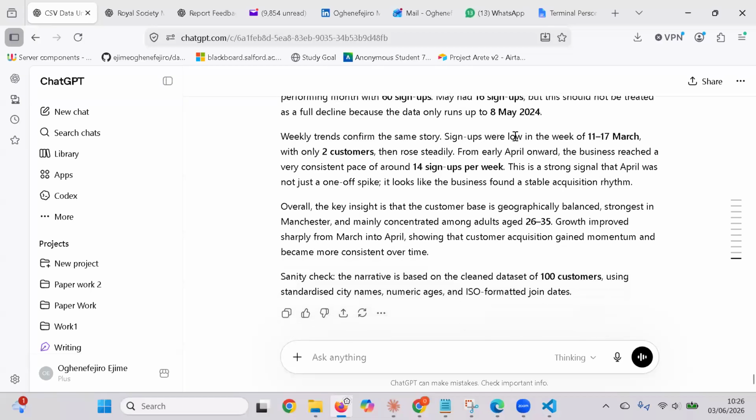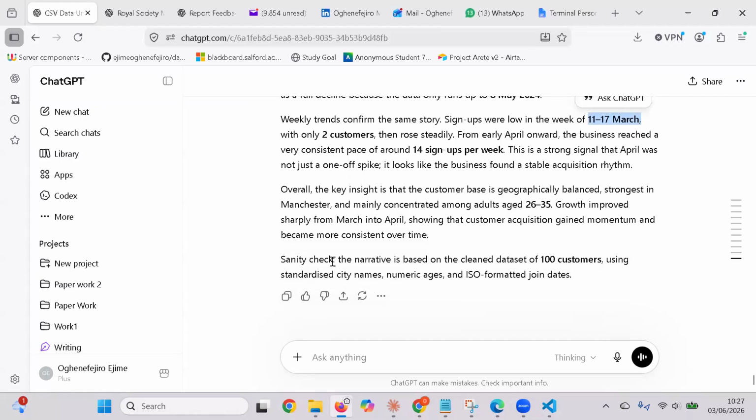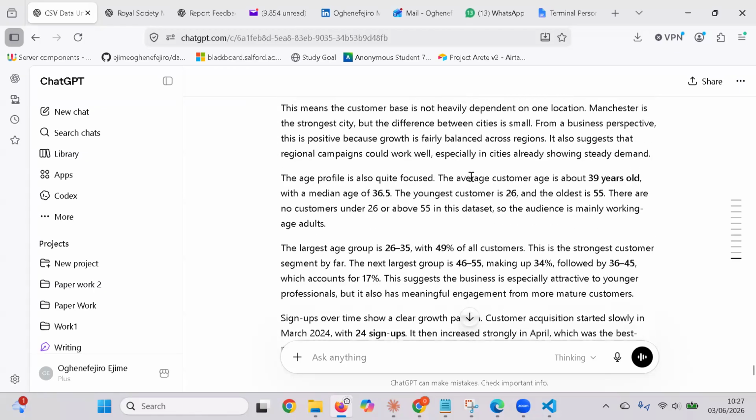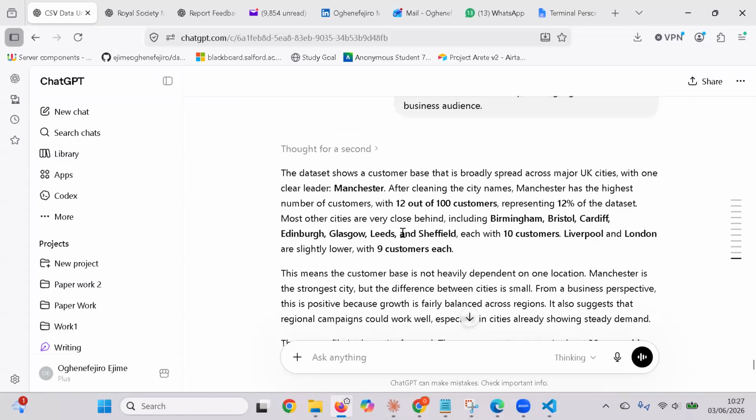The sign-ups were low in the week of what? This very week, 11th to 17th of March, with only 2 customers signing up. Meaning in March there was low sign-up, yeah. Okay, that is a very short story.